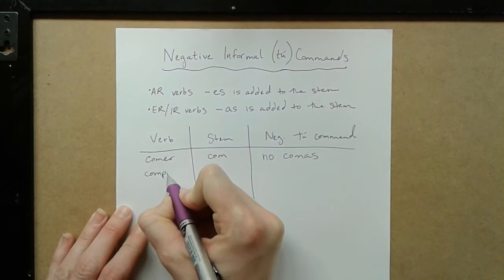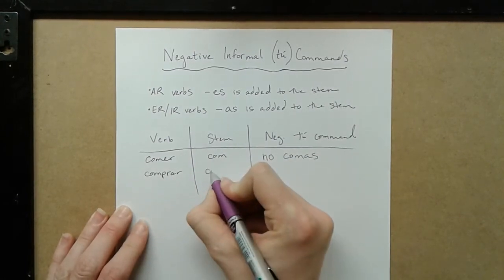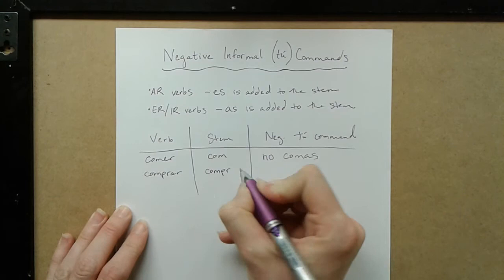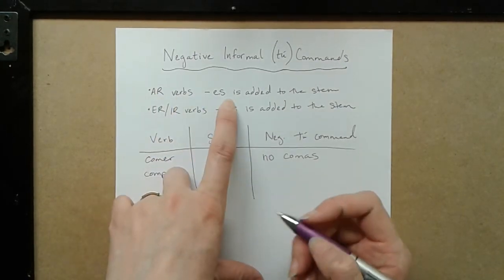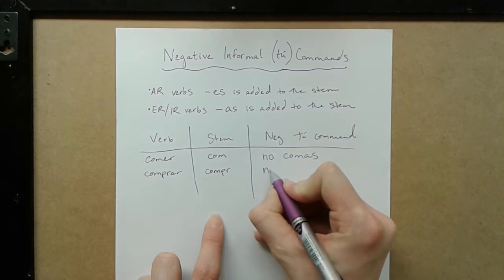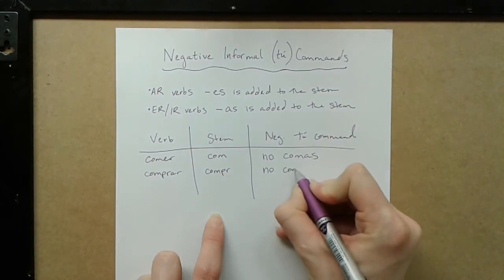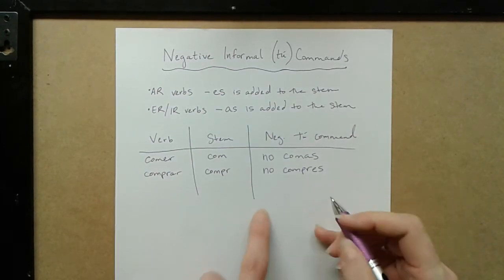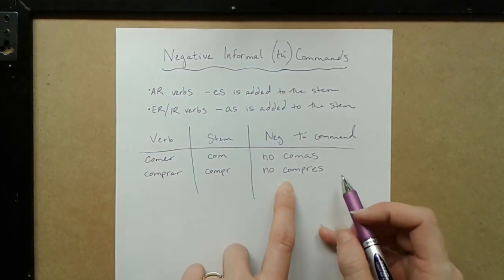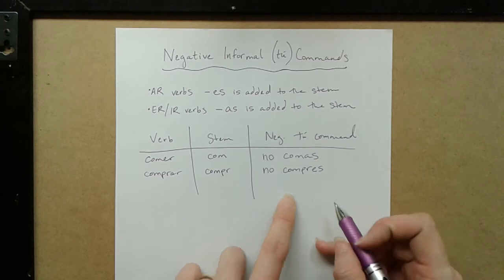Comprar, to buy. The stem is compr, and it is an AR verb, so we're looking at the ES ending. So first no, then our stem, compr, plus the ES ending. No compres esto. Don't buy that.